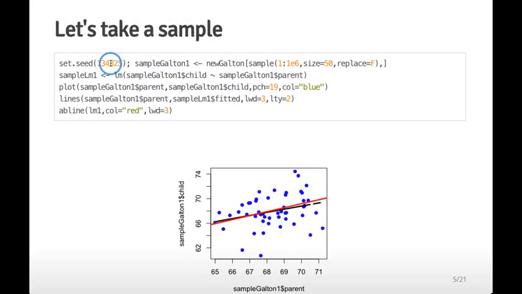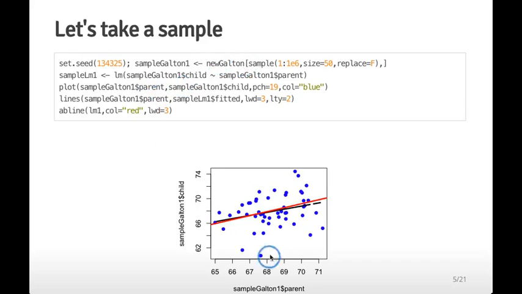So what I've done here is I've set the seed so that I'll get the same answer if I run the code a second time, since I'm going to be doing sampling. And I can sample from our new Galton data set, our 1,000,000 families. I can take a sample of size 50 without replacement from that data set. And then I can fit a linear model on that subsample data set. So this is on the 50 samples that come from the sampling of this 1,000,000 family data set.